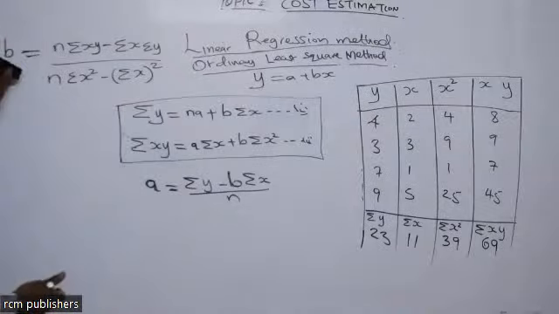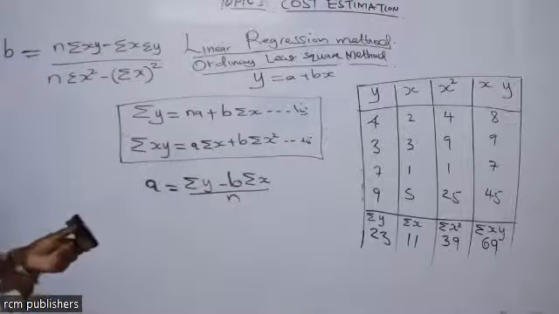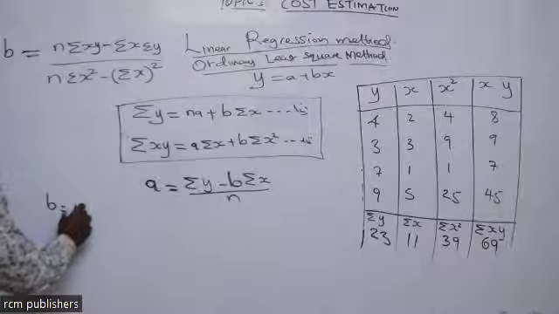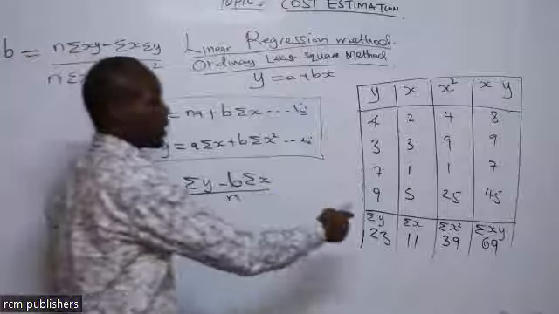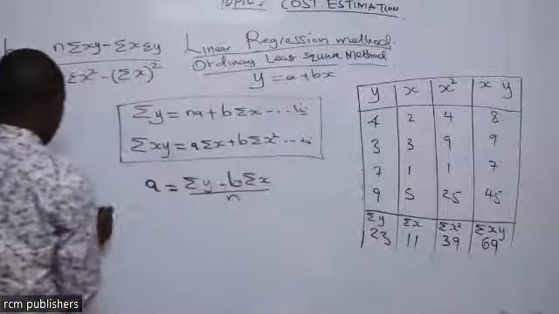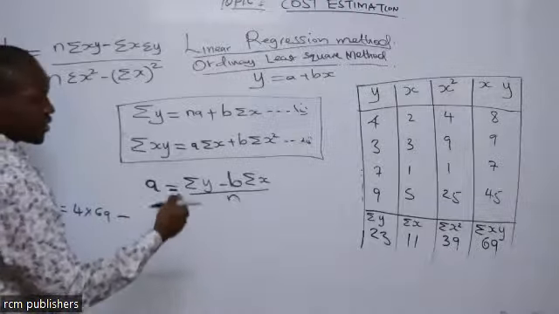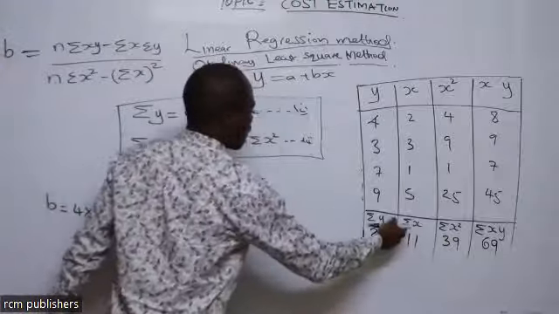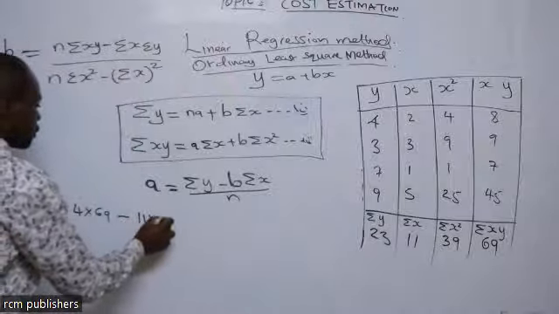Okay, so let's now proceed. Let's get B. Let's extract B from that particular data set. So our B is equivalent to n, which is 4. We multiply by summation of xy. Summation of xy is what we have in this particular column. That is 69. Then minus summation of x, summation of y. It means we take summation of x and multiply by summation of y. So that is 11 times 23.